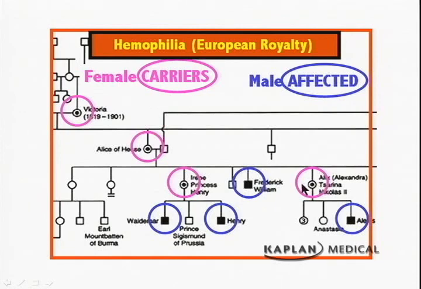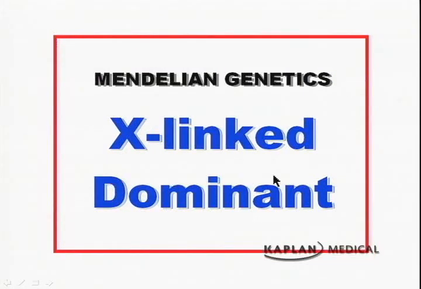And these kids, when they would fall down, which all kids do when they're playing, even from a minor fall, could develop significant bleeding until they could actually die. And Frederick William here died from a fall at age 2. That is X-linked recessive disorders.